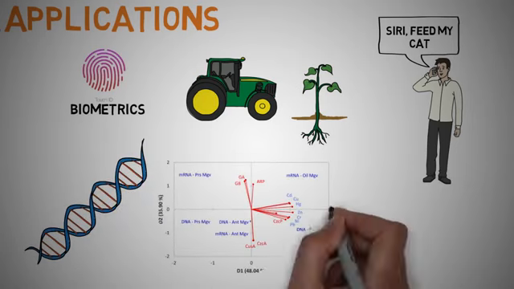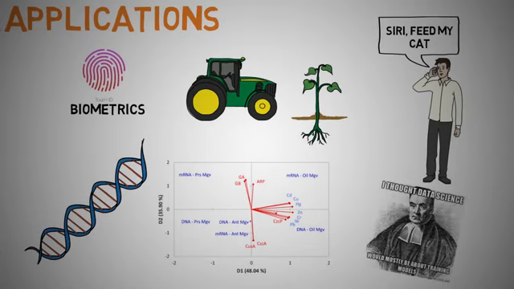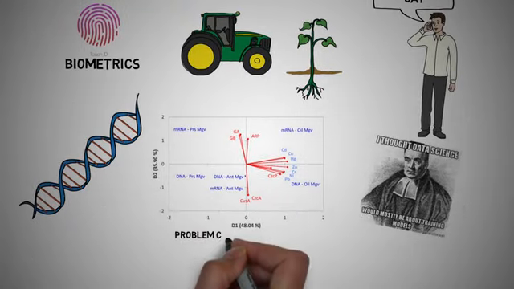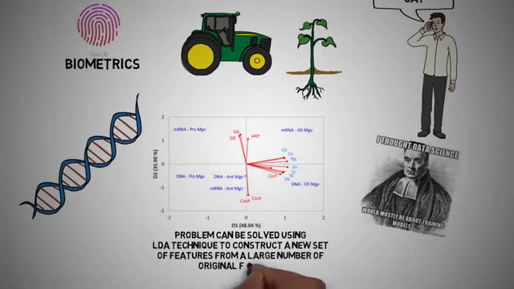Due to this high dimensionality, the computational models need more time to train, which may be infeasible and expensive. Moreover, this high dimensionality reduces the classification performance of the computational models and thus increases its complexity. This problem can be solved using LDA techniques to construct a new set of features from a large number of original features.